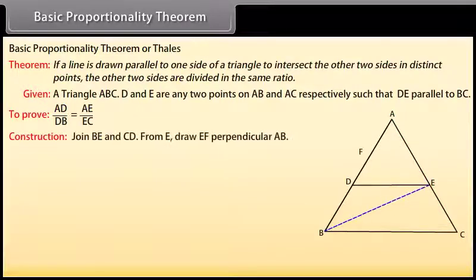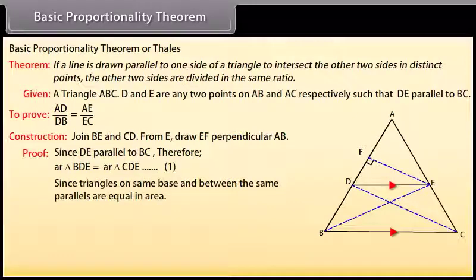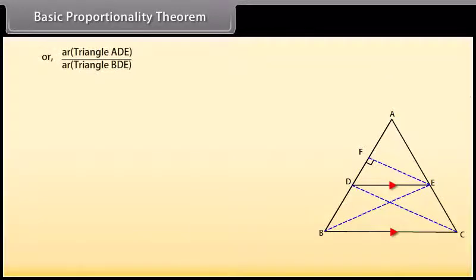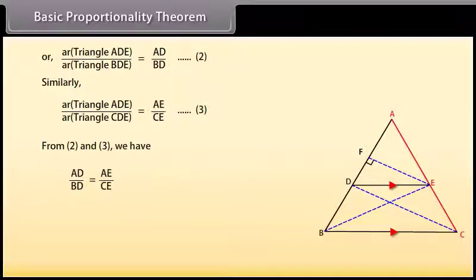Construction. Join BE and CD. From E, draw EF perpendicular to AB. Proof. Since DE is parallel to BC, the area of triangle BDE equals the area of triangle CDE. Mark it as 1. Since triangles on the same base and between the same parallels are equal in area, and since the area of a triangle is equal to 1 by 2 into base into altitude, area of triangle ADE upon area of triangle BDE is equal to AD upon BD. Mark it as 2. Similarly, area of triangle ADE upon area of triangle CDE is AE upon EC. Mark it as 3. From 2 and 3 we have AD upon BD equals AE upon EC, hence proved.